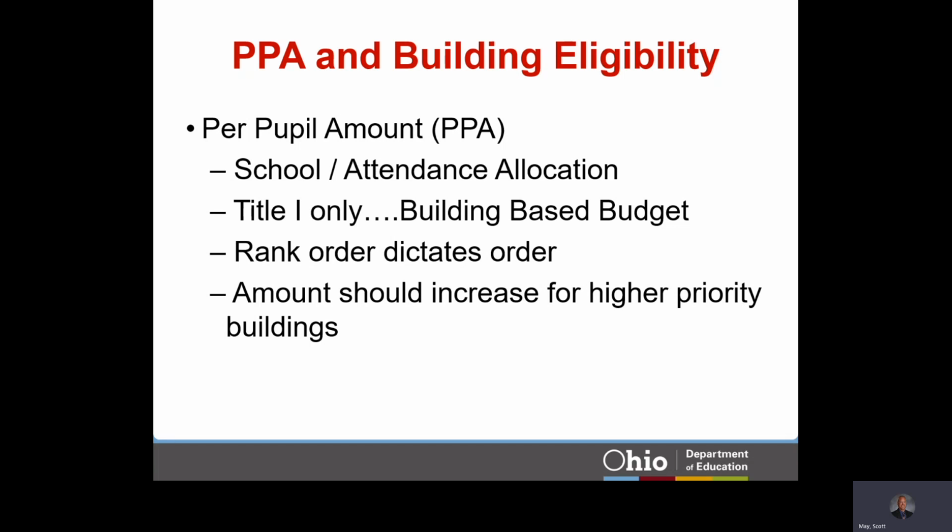Once eligibility is determined, the district then rank orders the buildings by priority. This can be done by poverty-based or grade spans. The building eligibility determines which buildings will receive the higher PPA amount for their Title I services. It drives the building budgets for Title I.